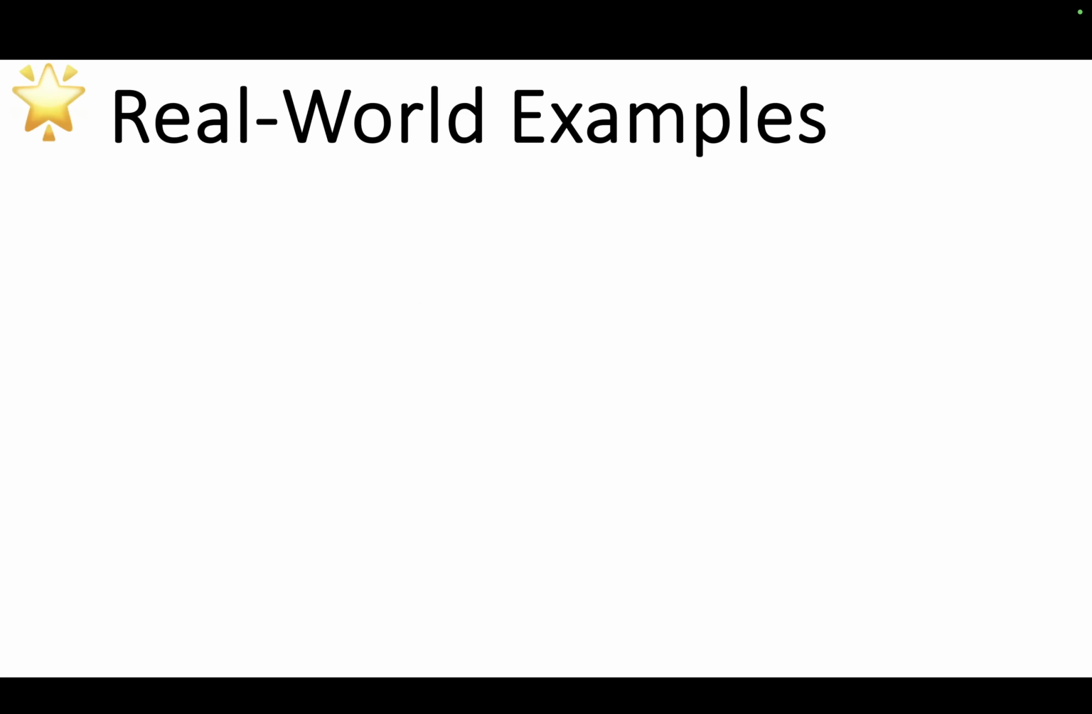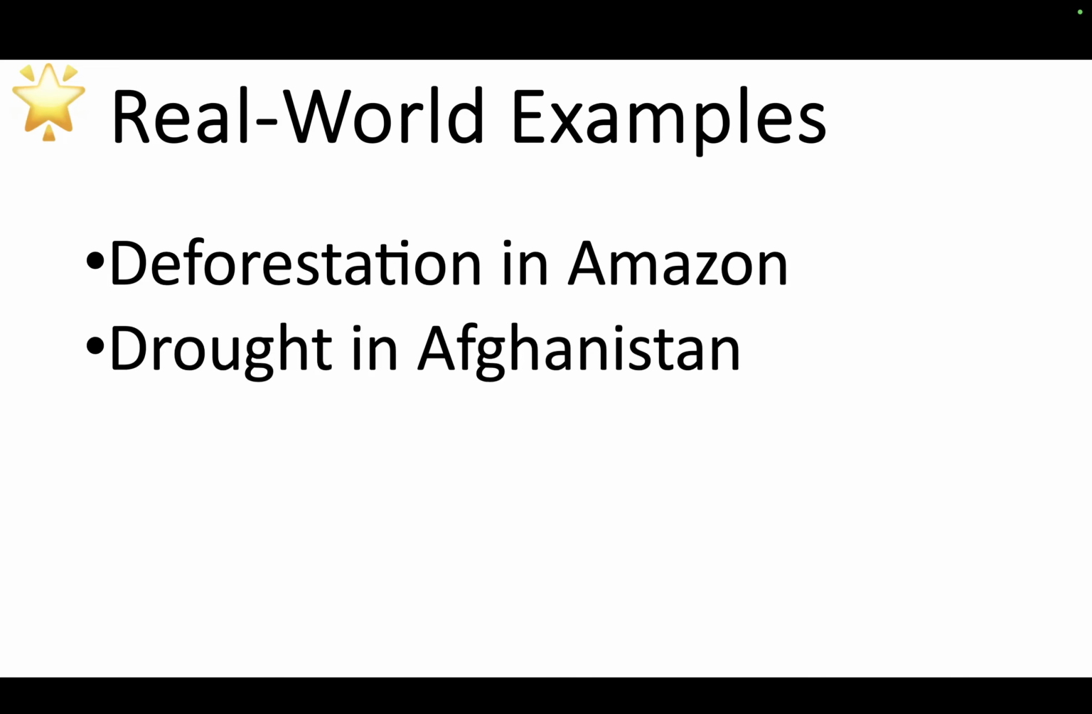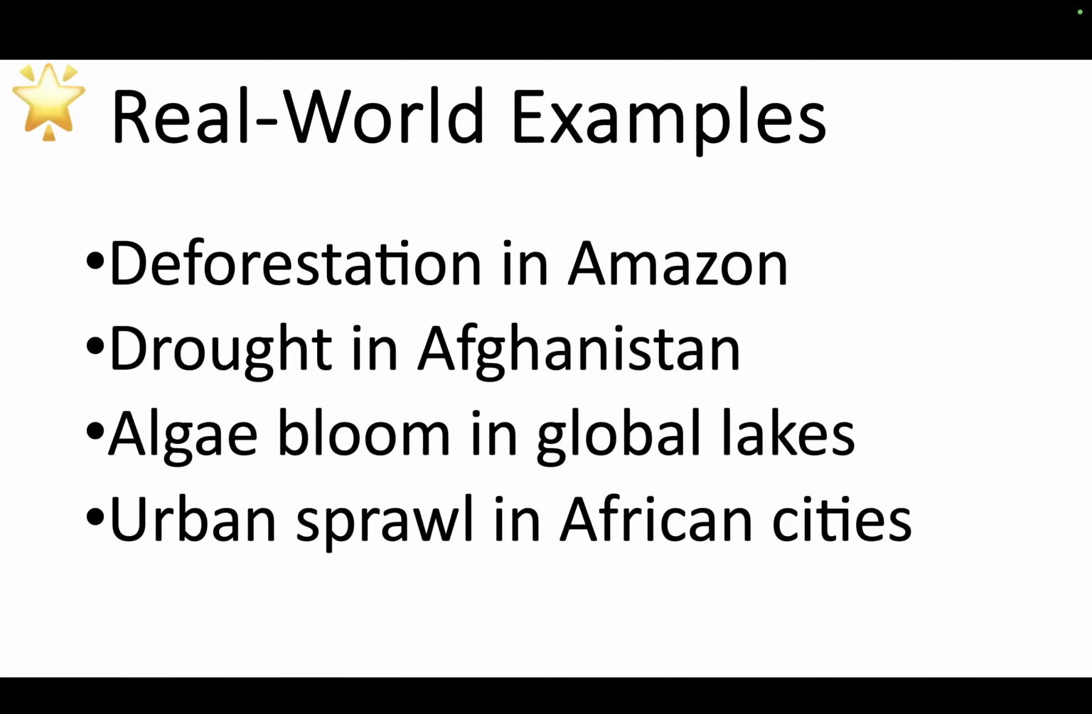Now you can also do real world examples, such as deforestation in the Amazon, drought in Afghanistan, algae bloom in global lakes, and urban sprawl in African cities. These types of real world examples you can apply in Google Earth Engine and easily detect deforestation, drought, algae bloom, and urban sprawl in African cities.